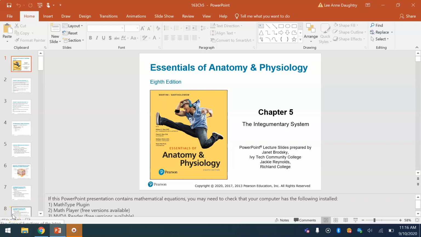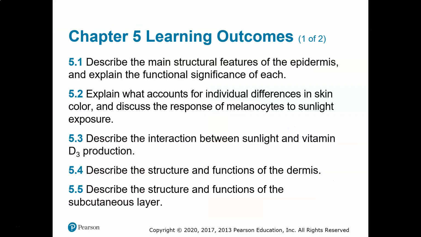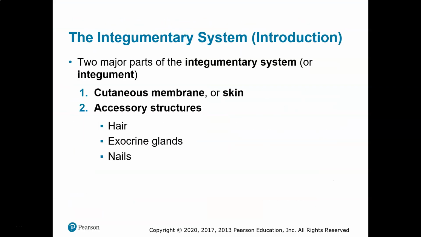These are the lecture notes for Chapter 5, the integumentary system, which includes your skin, your hair, your nails, and certain glands, such as the oil glands and sweat glands that are in your skin. So the integumentary system can also be referred to simply as the integument, and it includes the skin or cutaneous membrane and the accessory structures, which are hair, nails, and exocrine glands.